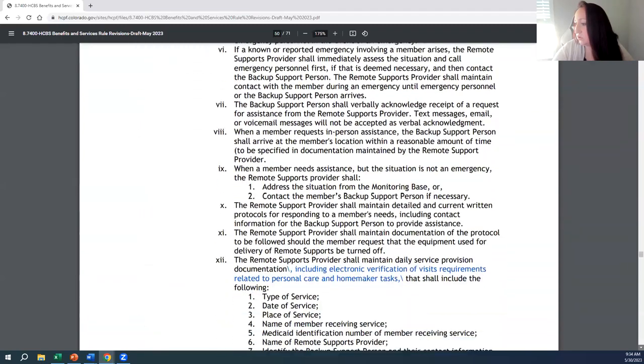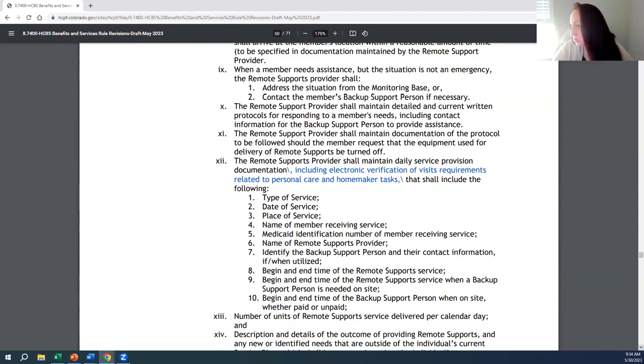Much more than through that, except for in the remote supports, the provider shall maintain daily service provisions, documentation, including electronic verification of visits, requirements related to personal care and homemaker tasks.